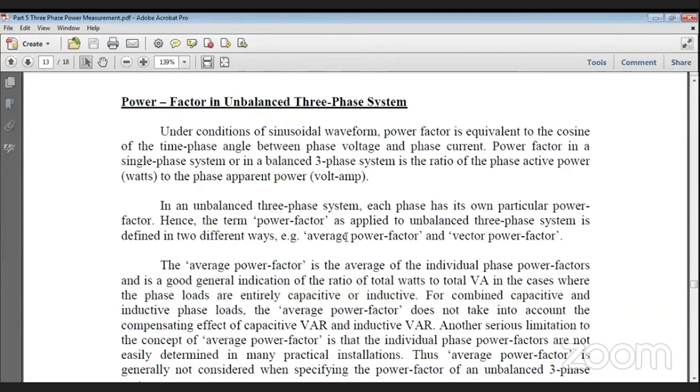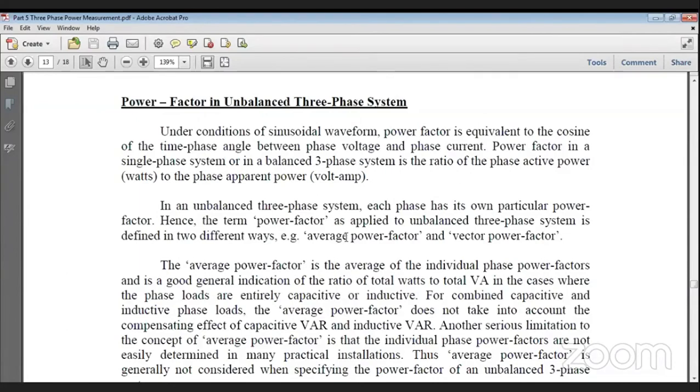But this is quite wrong. Why? Wrong in the sense that A phase can be inductive, B phase can be capacitive, C phase can be purely resistive. Then one phase has an inductive reactive power, another phase has a capacitive reactive power, the third phase has zero reactive power. And if you add these three, the total reactive power becomes very low. Whereas if you simply take PFA plus PFB plus PFC by 3, you are not taking this into consideration.